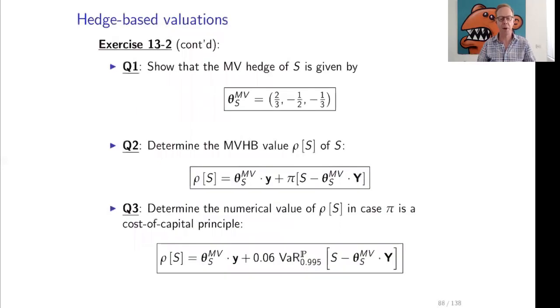Given this extended market, let us now determine the mean variance H of S. The mean variance H of S now consists of 3 components, and we will be able to prove that the mean variance H of S is 2 over 3, minus 1 over 2, minus 1 over 3. So you buy 2 over 3 zero coupon bonds, you sell 1 over 2 stocks, and you sell 1 over 3 units of the index.